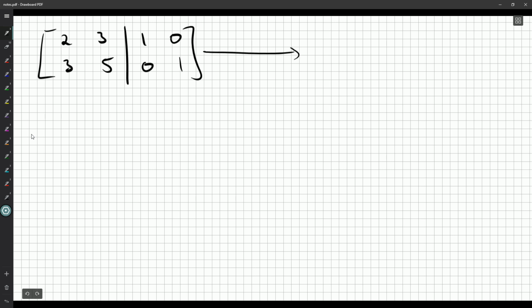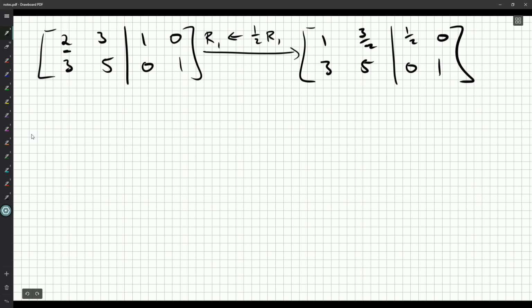And we start row reducing, so I need to change this 2 into a leading 1. Okay, so we'll get a 1 here, 3 halves here, 1 half here, and a 0. And the bottom row doesn't change. Now we'll use that leading 1 to get rid of the 3 in the second row. So this time the top row won't change.